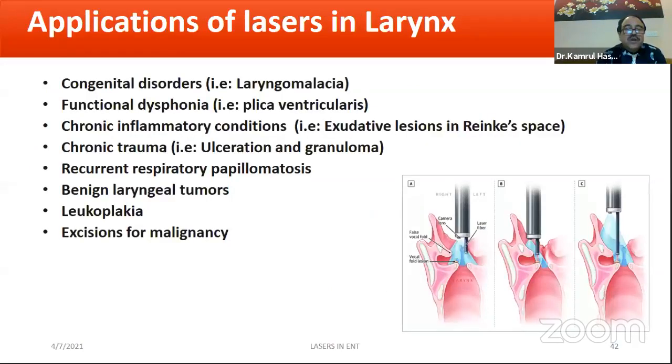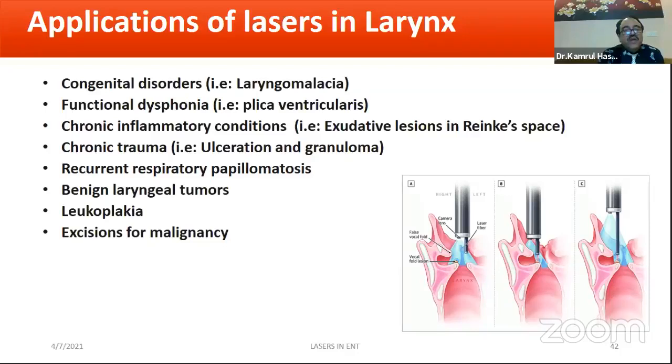In congenital disease, especially laryngomalacia, it is a very important operation. Because laryngomalacia is not treated by conservative treatment; there is an omega-shaped epiglottis, and there is softening of tissue on the epiglottic fold. By carbon dioxide laser, just remove that mucosa, and the child will breathe very well.